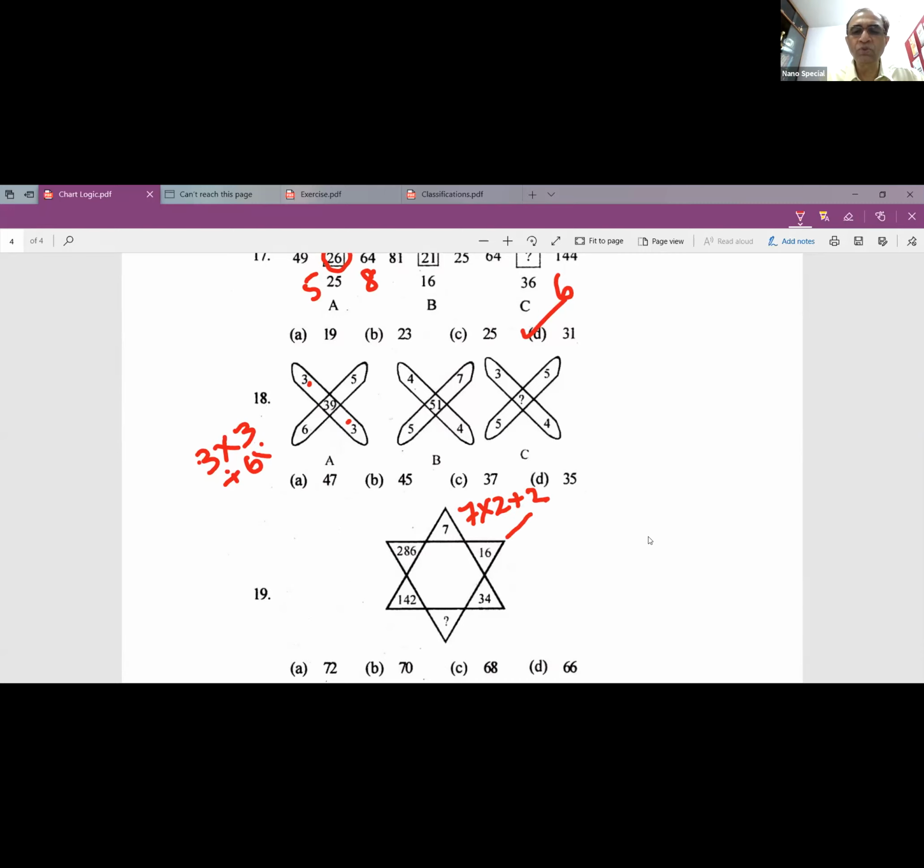7 into 2 plus 2 is 16. 16 into 2 plus 2 is 34. 34 into 2 is 68 plus 2 is equal to 70. So it is 70.